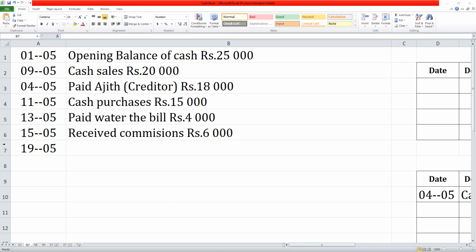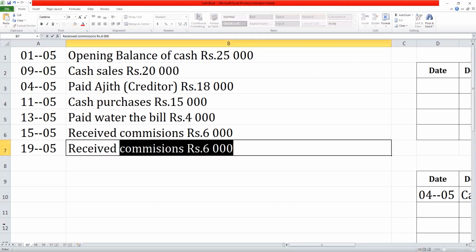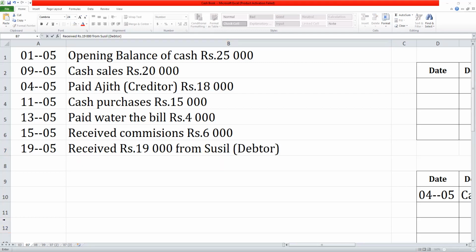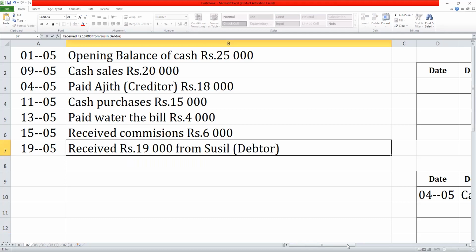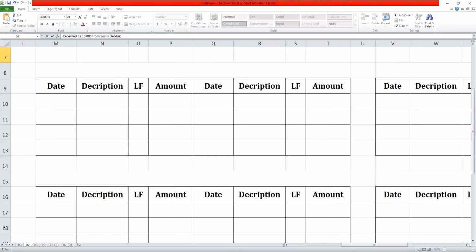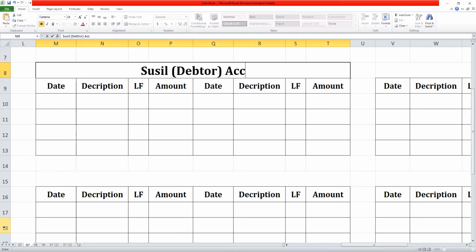Okay, let's discuss the transaction. Received rupees 19,000 from Susil, within brackets, debtor. The cash book is debited, then the other account has to be credited. Then only it completes the double entry system correctly. Open the next account. That is Susil's account. Now Susil is a debtor and this is his account.